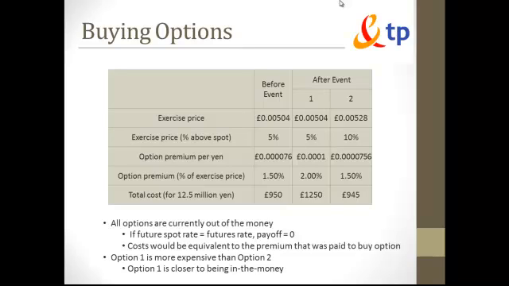However, looking at the exercise price and the option premium per yen, we can see that the price for buying the second option would be a little bit less, as the exchange rate would have to rise considerably for it to be in the money, whereas for option 1 it's a little bit more, as the exchange rate won't have to rise as much to be in the money. So option 1 is closer to being in the money, although you have to pay a higher premium for it.